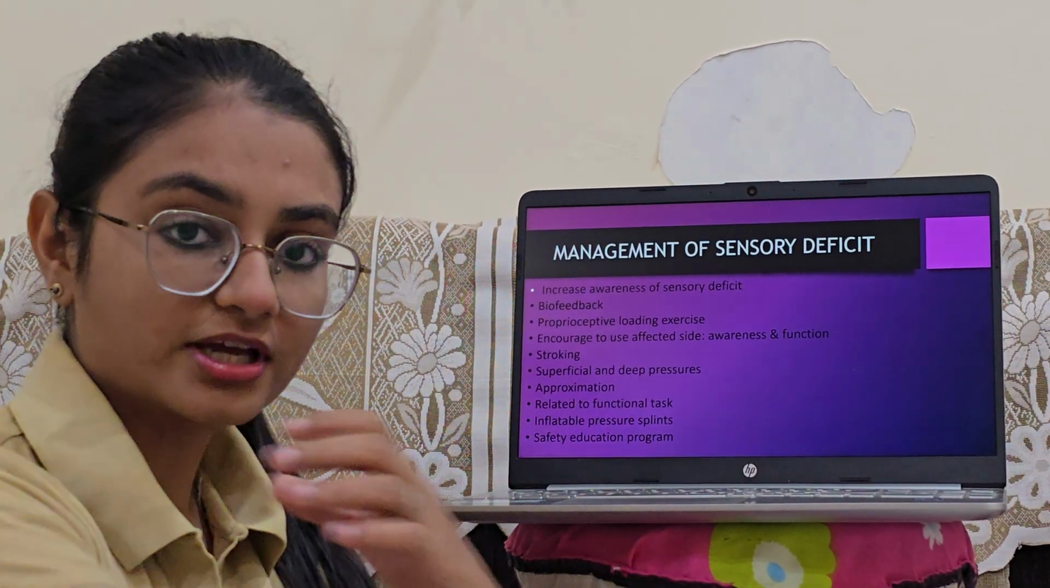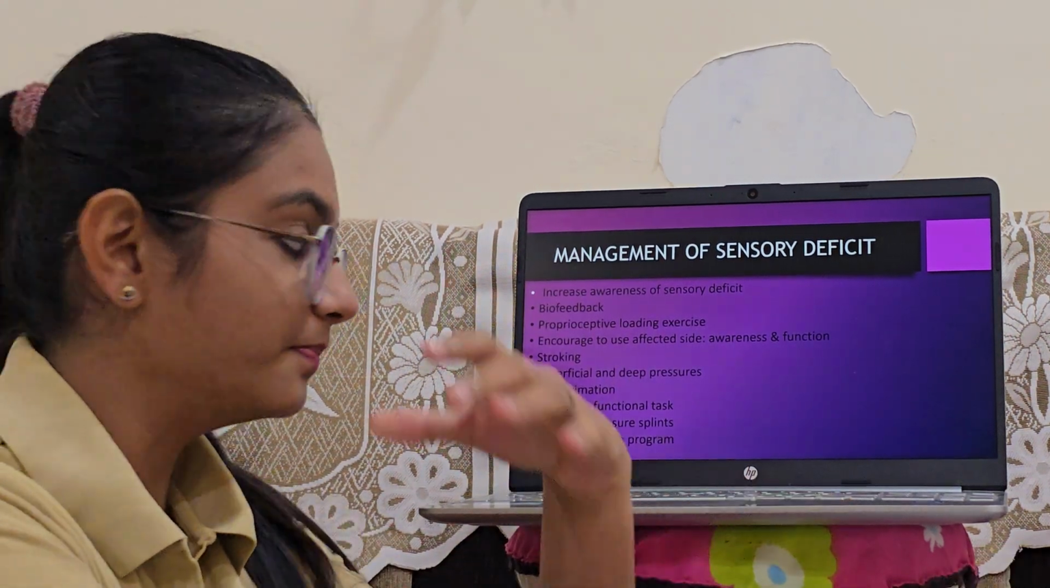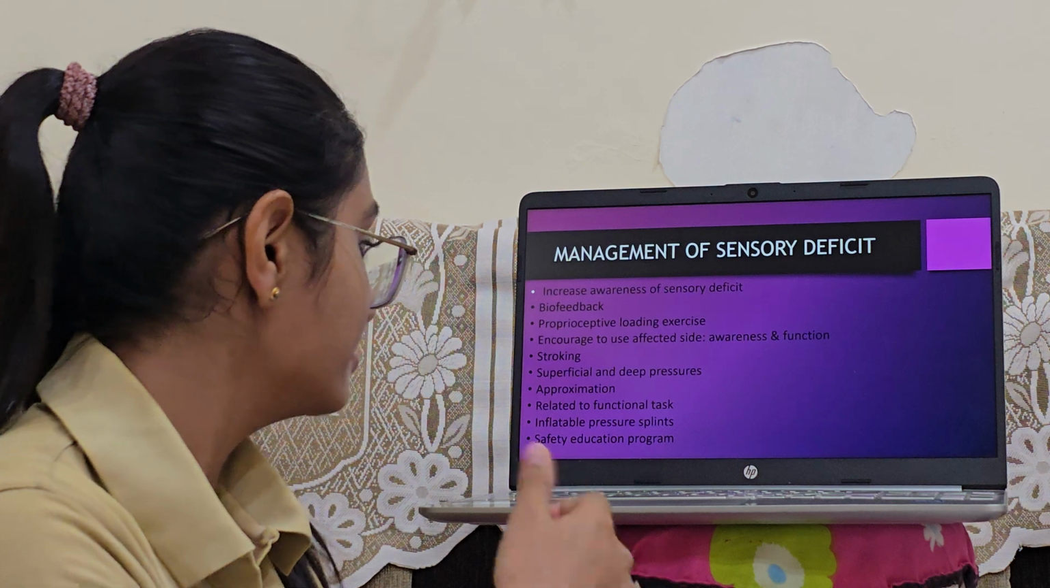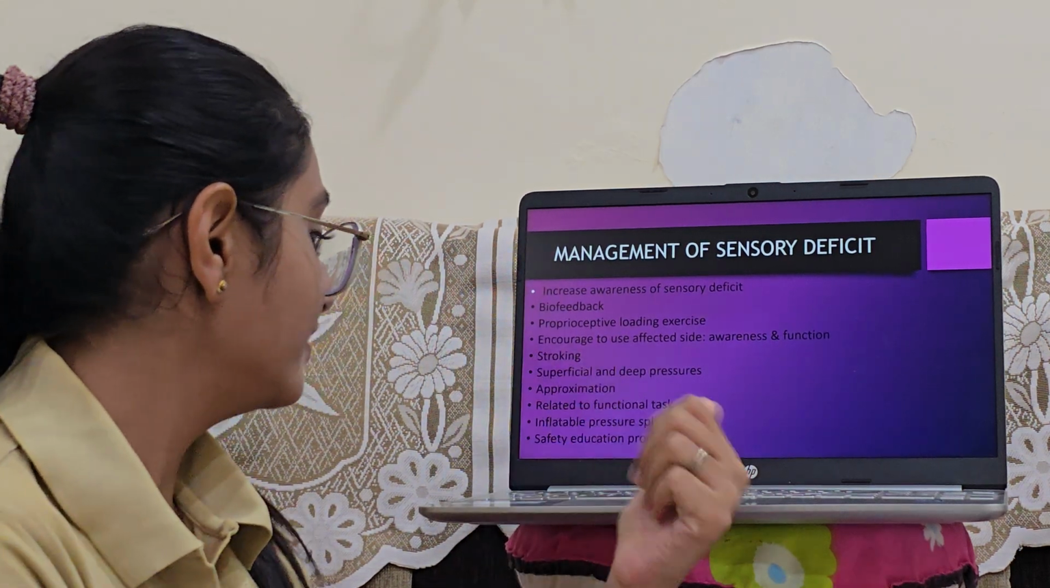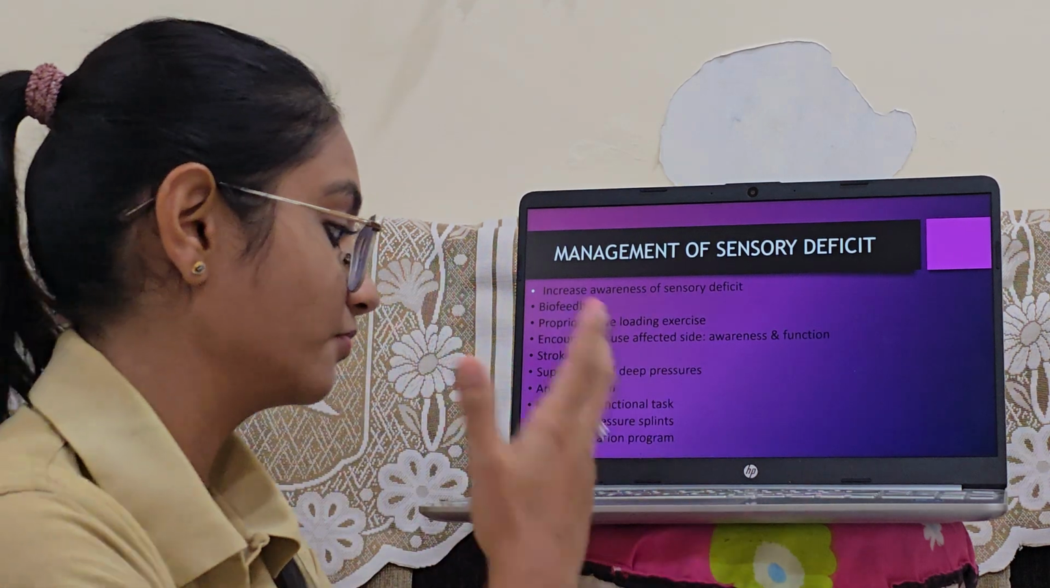Then stroking is given to the patient for the sensations. Then superficial and deep pressures are given. Approximation related to functional tasks. Inflatable pressure splints and a safety education program.